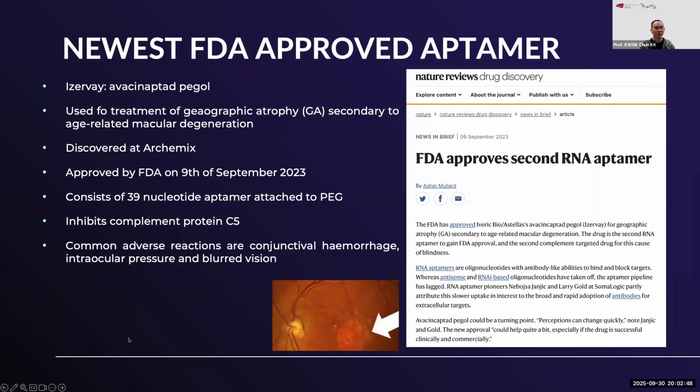There's also the newest FDA-approved aptamer. The name is shown here. It's used for the treatment of GA secondary to age-related macular degeneration. It was discovered at this company and again approved by the FDA in 2023. The aptamer itself is a 9-nucleotide aptamer attached to polyethylene glycol. Its function is to inhibit the complement protein C5. You can read more by typing the name of the aptamer or the drug, so you will understand more.